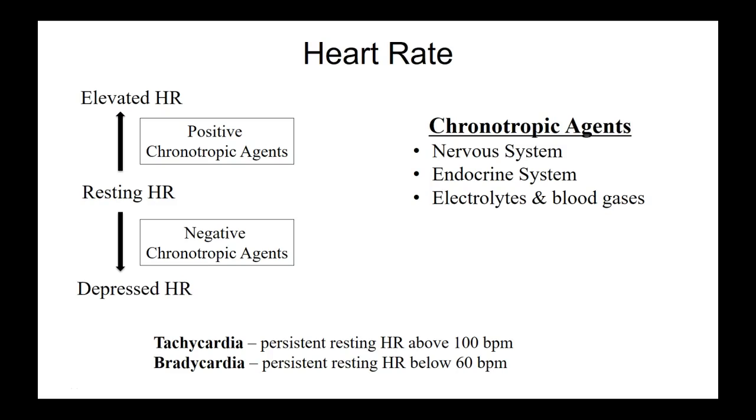And these are the two terms I told you guys about. Persistent resting heart rate above 100 beats per minute is generally tachycardia. Persistent resting heart rate below 60 is bradycardia. So some terms there.